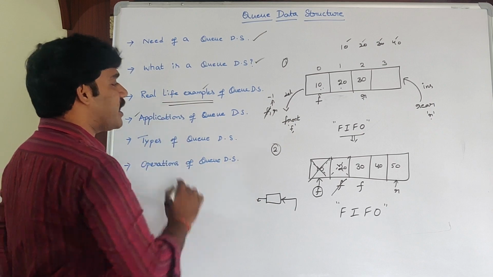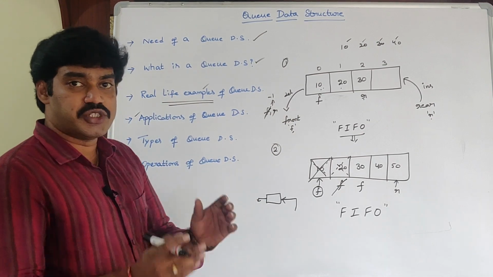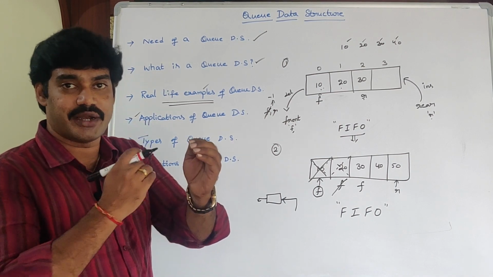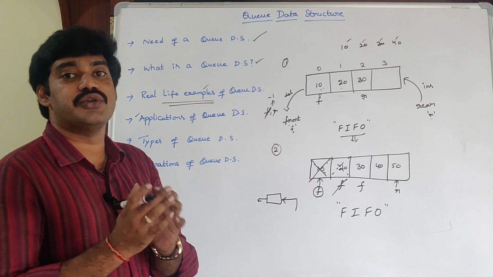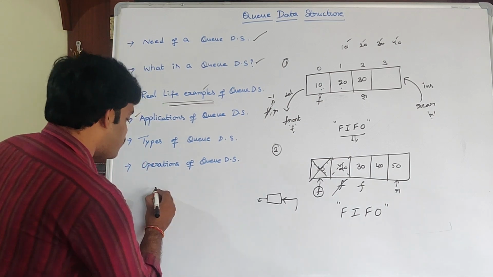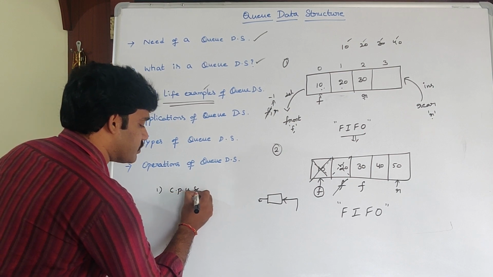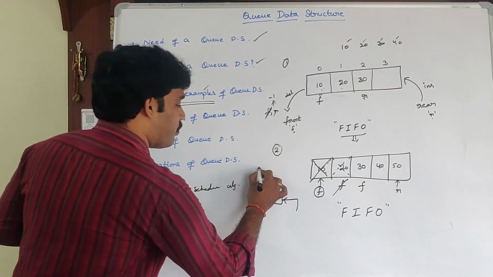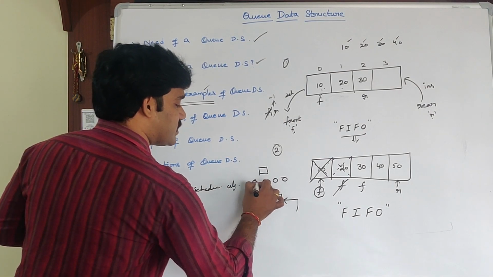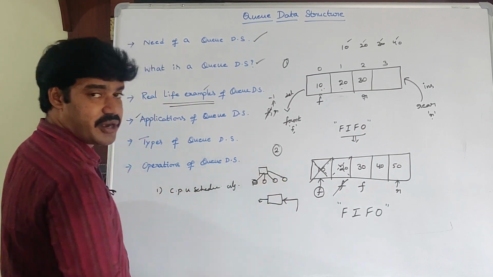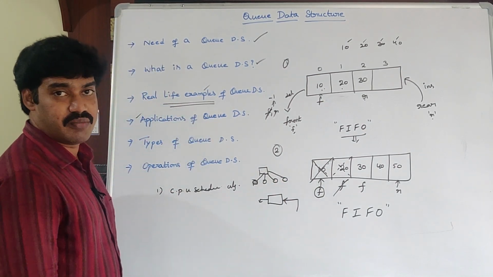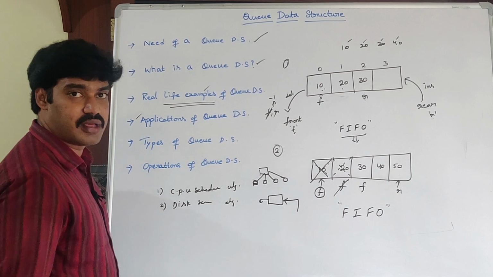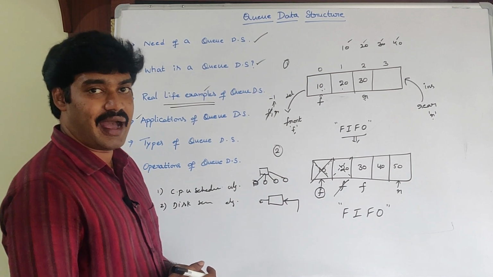Next, what are the applications of queue data structures? Assume that when a resource is shared among multiple consumers, in those cases, queue data structure will be used. Example, first one, CPU scheduling algorithms. In CPU scheduling algorithms, only one processor is there with multiple processes. This resource is to be shared by the different processes. So queue data structure will be used. Next, similarly, disk scheduling algorithms, same as the CPU scheduling algorithms.